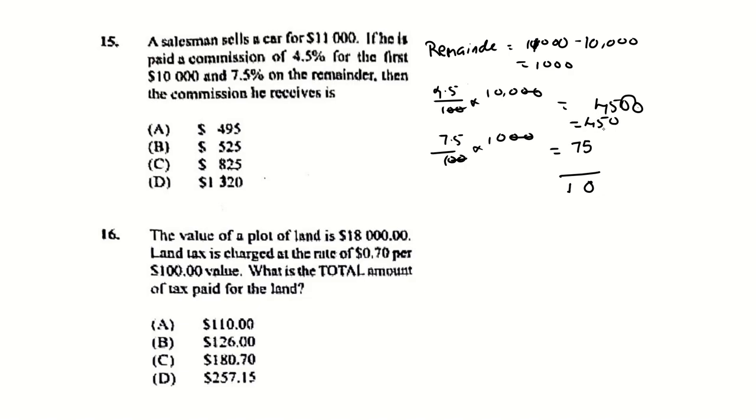Right? And this is still 75. 450 plus 75 is 525. And that is the answer for this.